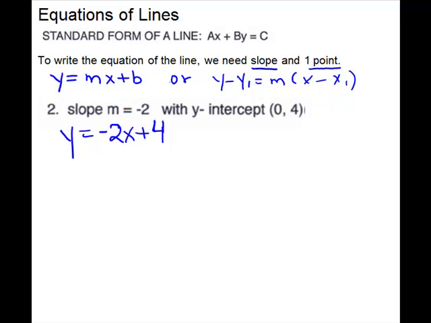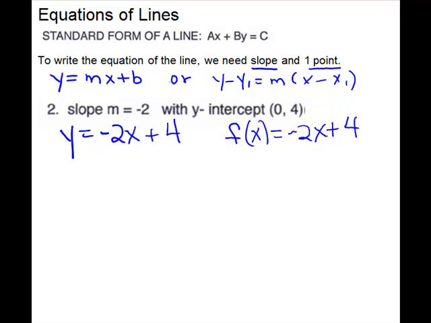So for our function notation, f of x is equal to -2x plus 4. To go to standard form, we just need to do some algebraic manipulation here. I will add the 2x to both sides. So standard form will be 2x. I'm going to keep the y on that side and keep the 4 on this side. So 2x plus y equals 4 will give standard form.